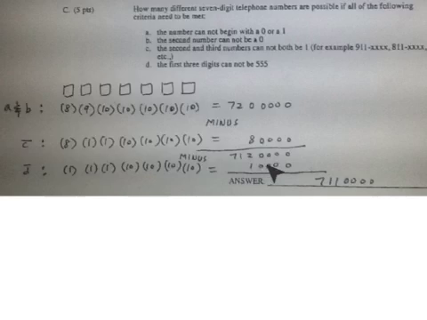So that's going to be 10,000 right there when I multiply those together. So I'm subtracting that out from 7,120,000, and so my final answer is going to be 7,110,000.